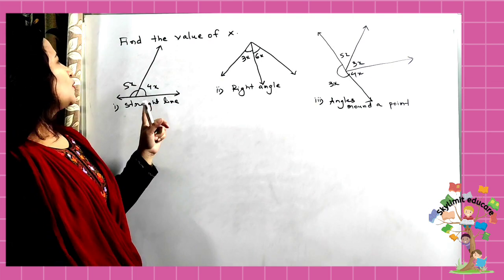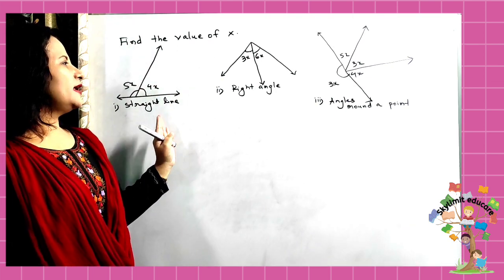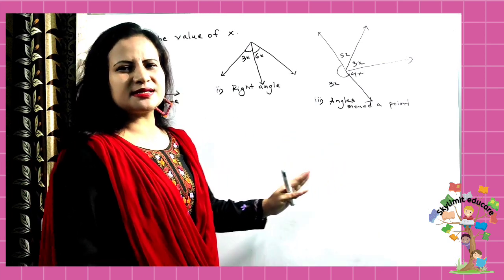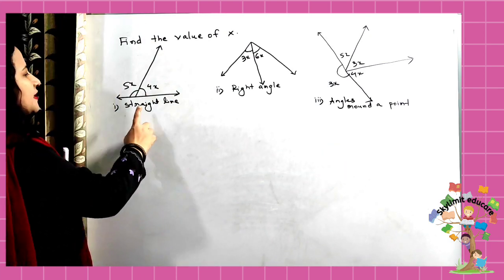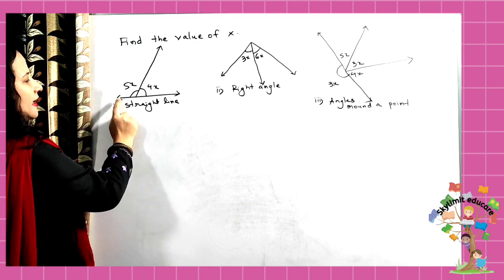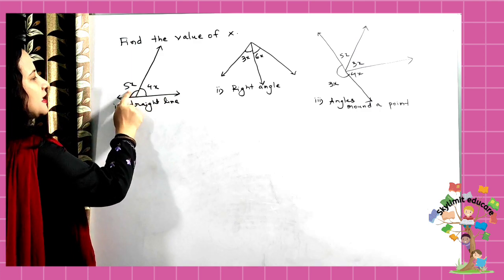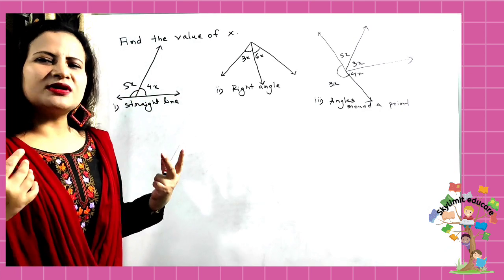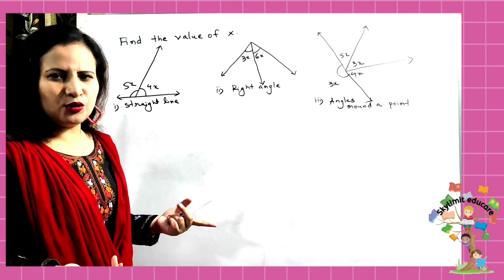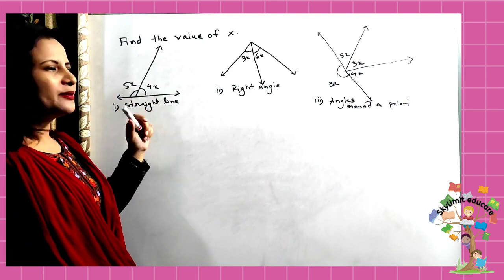Okay. So find the value of x. The question is find the value of x. There are 3 figures given to us. So let us solve one by one. The first thing we'll see here, the hint is given that it's a straight line. This is a straight line and there are 2 angles. So you know this is a linear pair. The angle formed by a straight line is 180 degrees. You know it very well. And these 2 are called linear pairs.